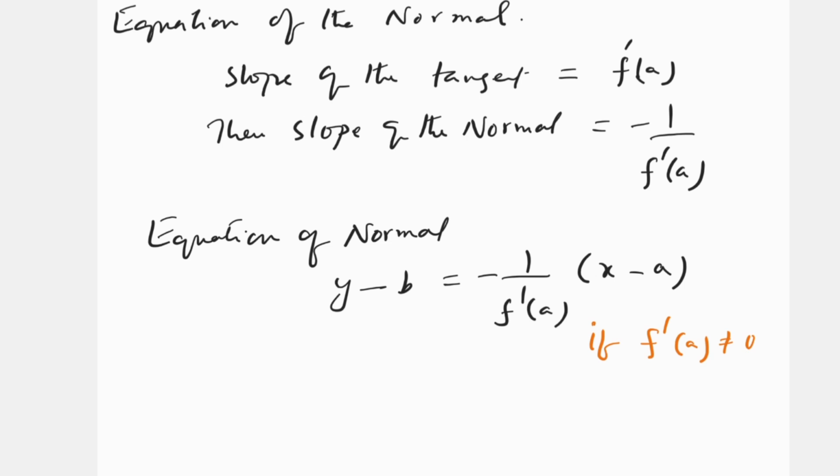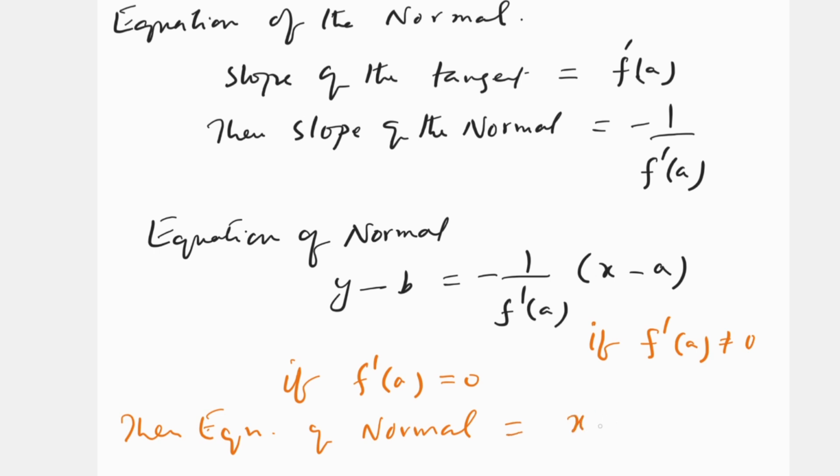If f dash a is 0, what happens? Then the equation of normal will be x minus a is equal to 0, or you can write it as x is equal to a.